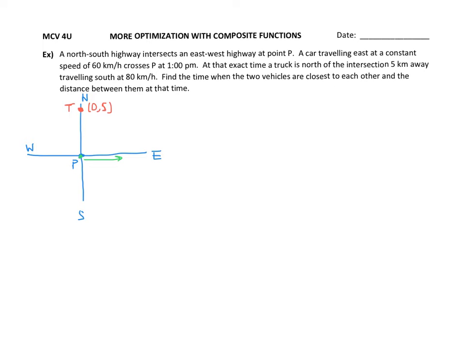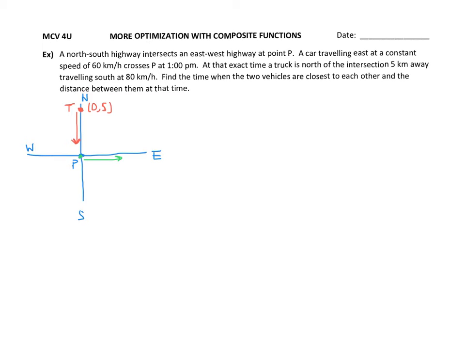So those two vehicles are exactly 5 kilometers away from each other at that time of 1 o'clock. Now that truck is heading south at a speed of 80 kilometers per hour. Okay, so it's heading that direction at a speed of 80 kilometers per hour. Find the time when the two vehicles are closest to each other and the distance between them at that time. So right now they're 5 kilometers apart.